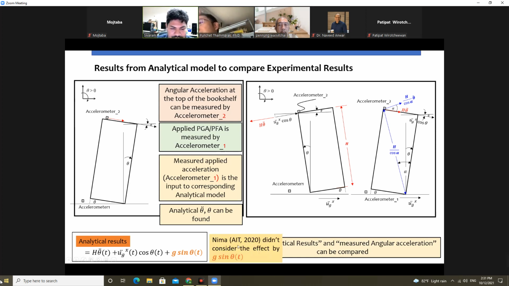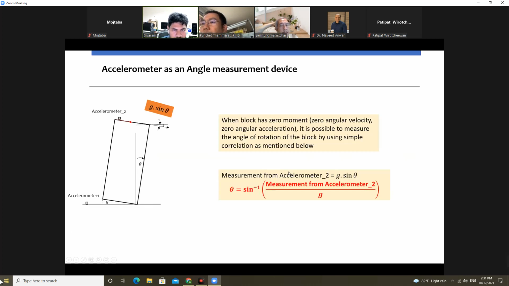Last year, Nima didn't consider the effect of the g sin theta, but in our comparison, we included the g sin theta as well. And we can also use the accelerometer as an angular measurement device when there is zero angular velocity or zero angular acceleration.